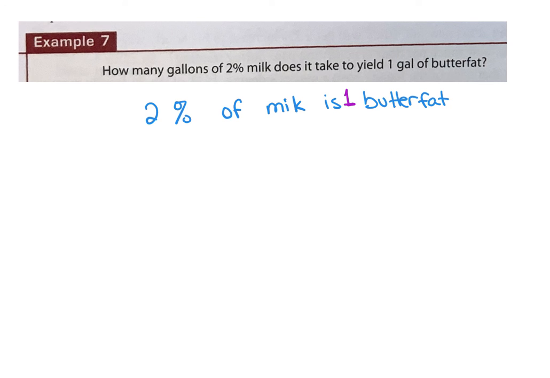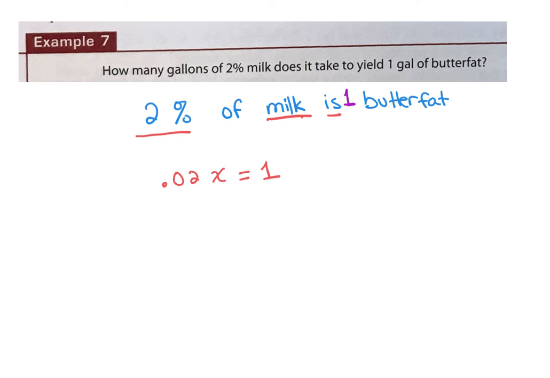Do we know how much milk? No. So do we know the milk? What do we put for the milk? Yeah, we put a variable. So this is the percentage, 0.02, move it over 2 places, of the milk, or of the whole, x, is the butterfat, which is 1. So even in a word problem, they're just asking you 2% is, or 1 is 2% of how much, basically.